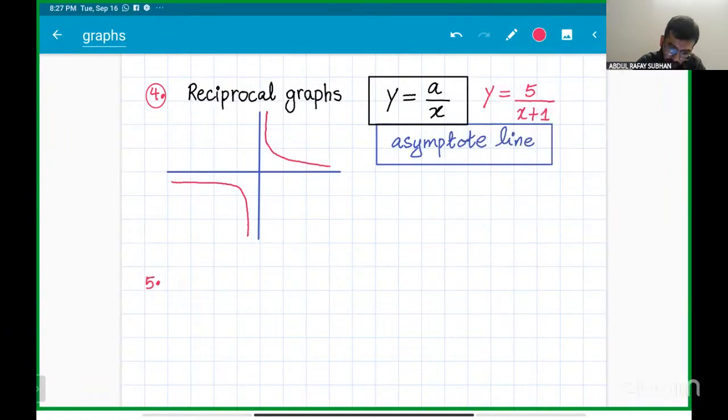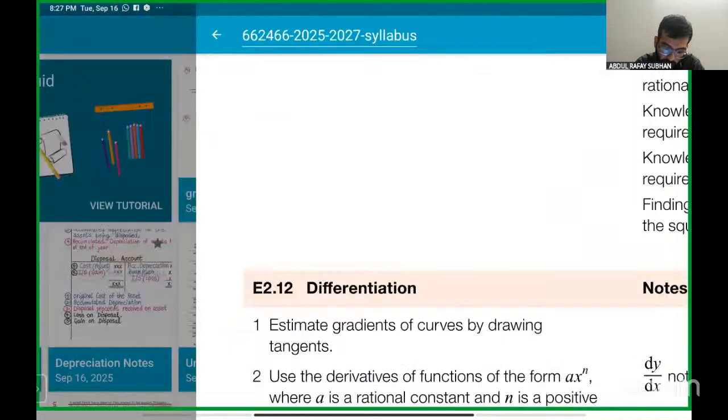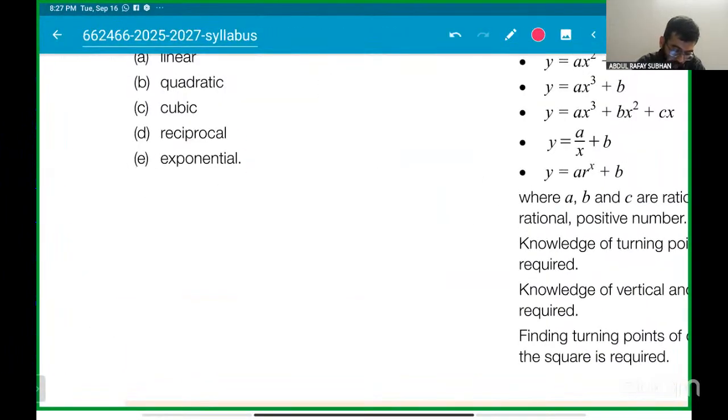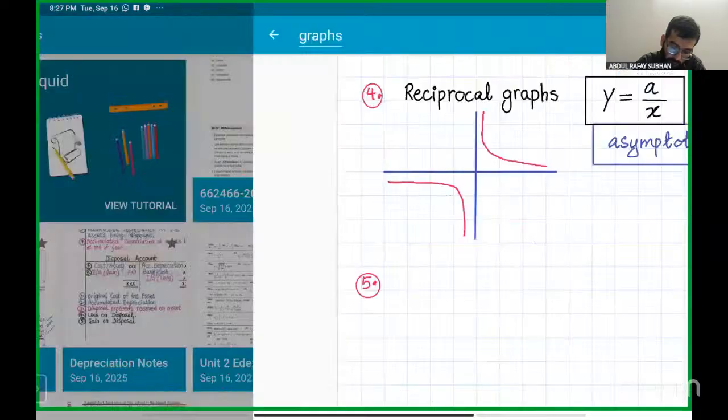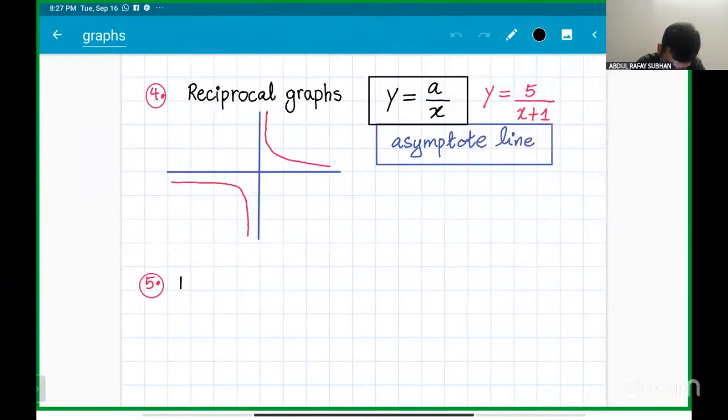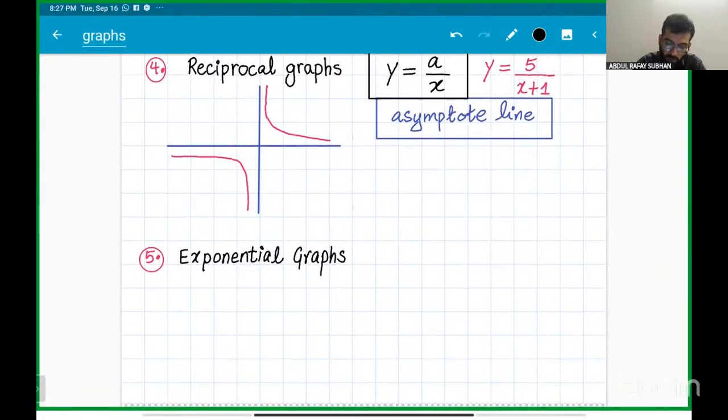And the last one is the exponential graphs that we are calling. Exponential graph means that x should be in the power. So we have to sketch exponential graphs as well. Exponential graphs, that is what we have here. Okay, we have to sketch exponential graphs.